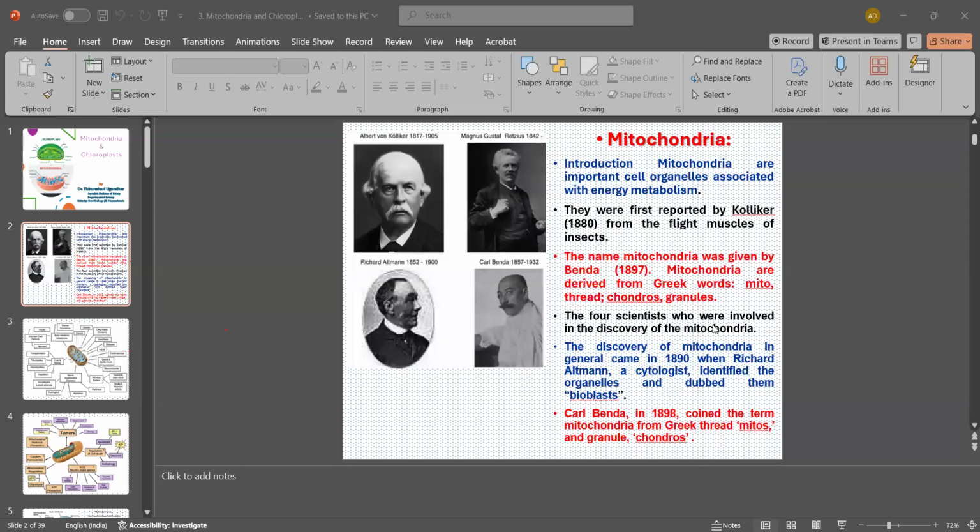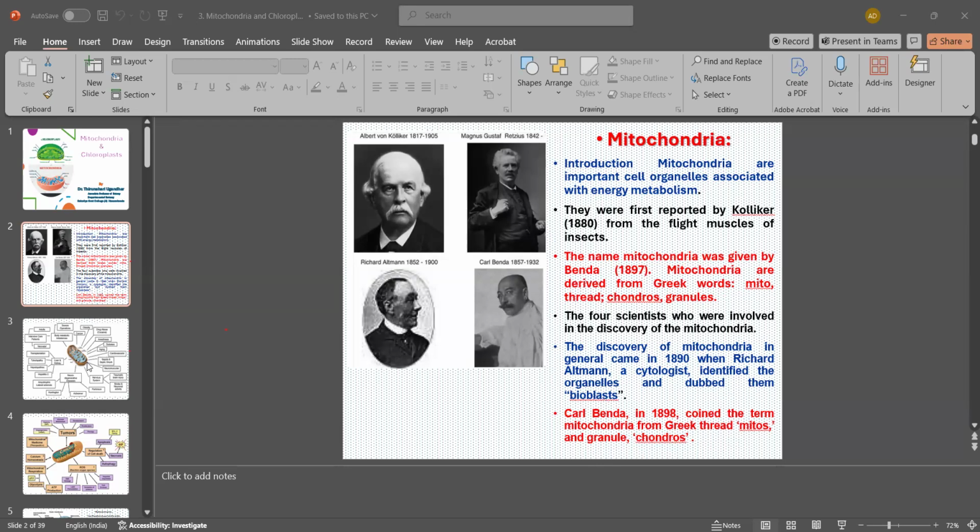Four scientists were involved in the discovery of the mitochondria: first Richard Altmann, second Carl Benda, third Kölliker, and the fourth Gustav Retzius. The discovery of mitochondria came in 1890 when Richard Altmann, a cytologist, identified the organelles and dubbed them bioblasts. Carl Benda in 1898 coined the term mitochondria from Greek: mito means thread and chondria means granules.